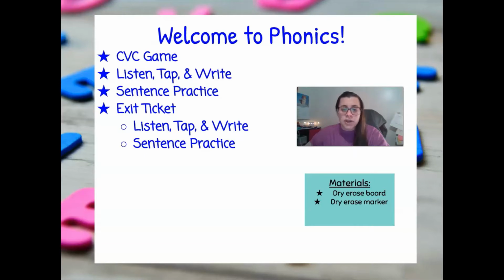Today we are going to put all of the learning of beginning, middle, and ending sound this week and play a CVC word game. Then we will play a lesson tap and write. We'll do some sentence practice and decide should the sentence have a period, a question mark, or an exclamation point. And your exit ticket is all about listen, tap, and write and sentence practice. Your teacher might pause the video now or later for you to go get your materials.